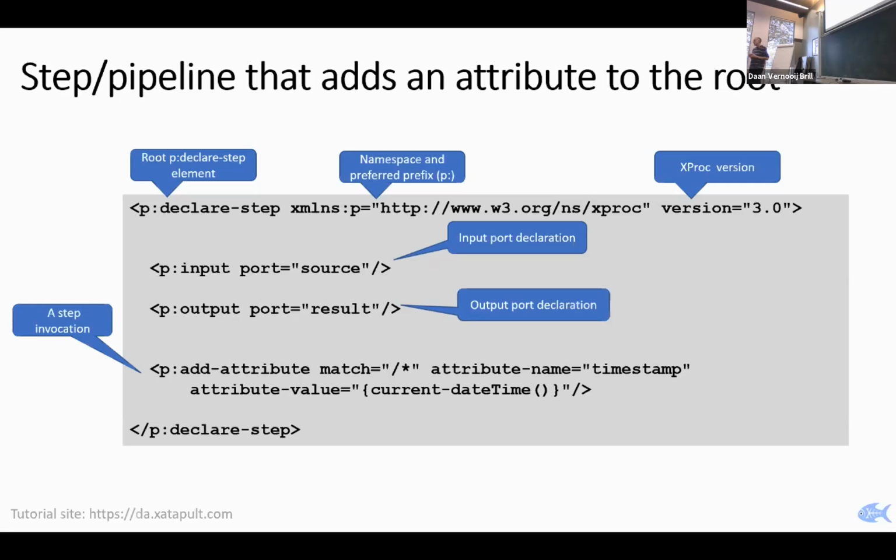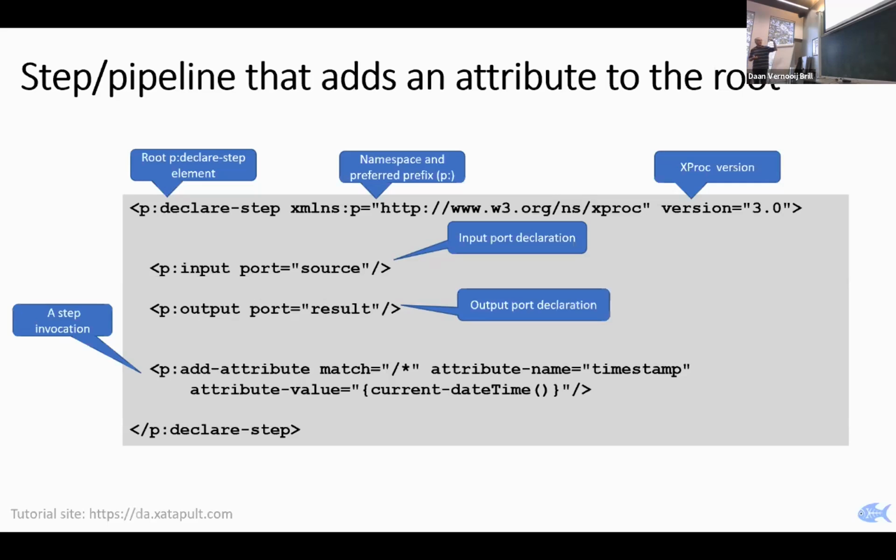Yes? Are the port names special names, or can you choose anything? You can choose anything. There are NCNames, XML NCNames, but source and result are conventions. I'll get to that, but it's a convention to name your most important port source and result. So then you'll find in the standard step library that all steps there have source and result ports. But you can choose anything. But we'll get to adding other ports with other names today, right?